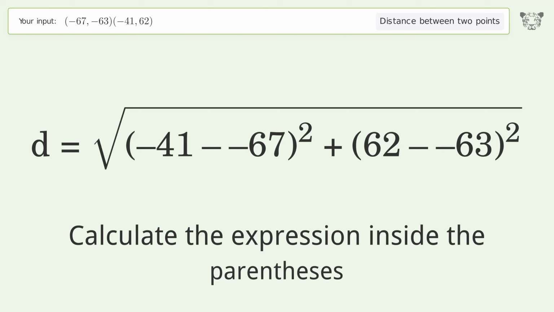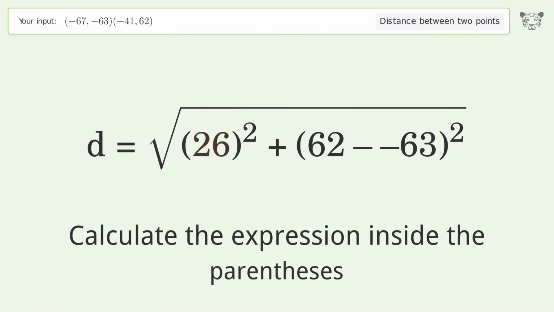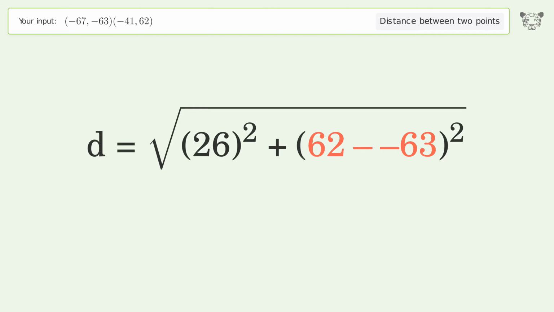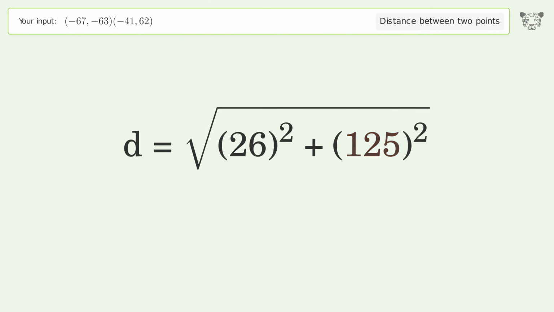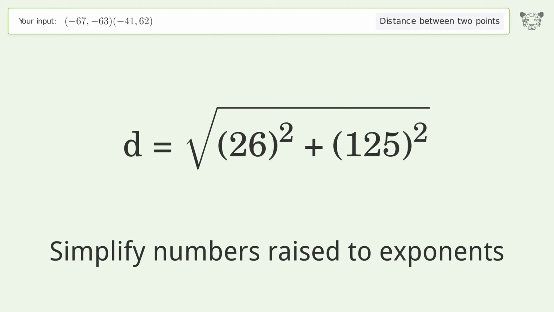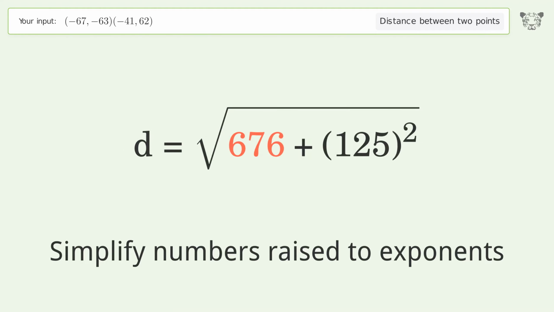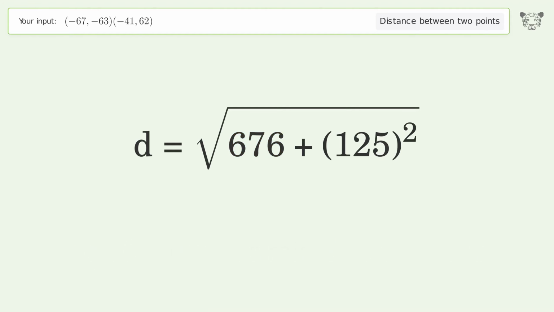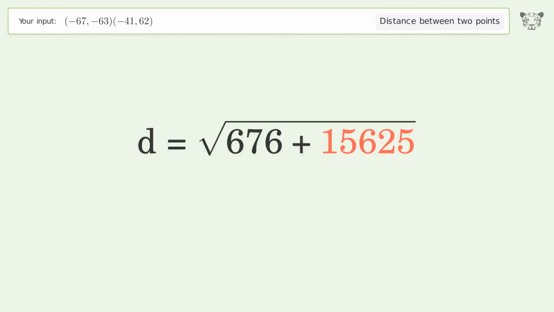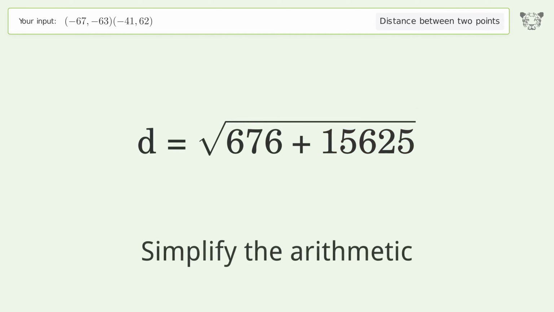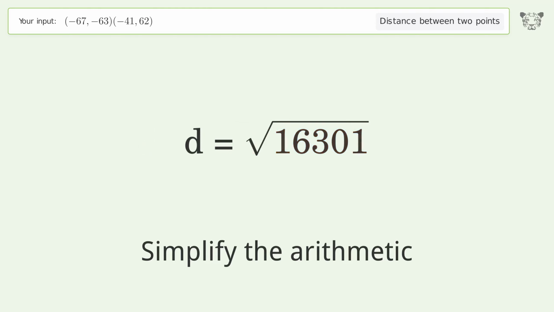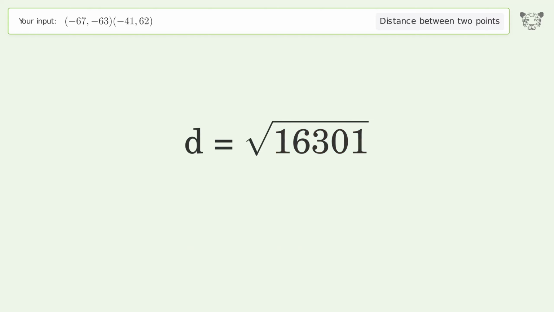Calculate the expression inside the parentheses. Simplify numbers raised to exponents. Simplify the arithmetic. And so the distance between the 2 points is the square root of 16,301, or 127.675.